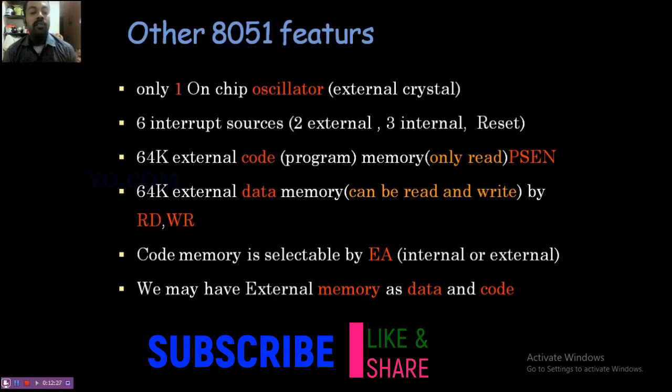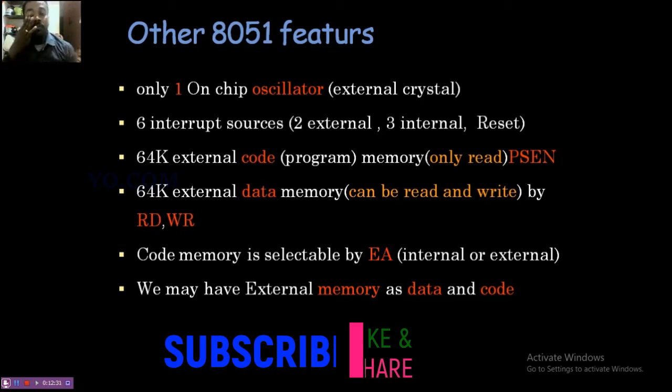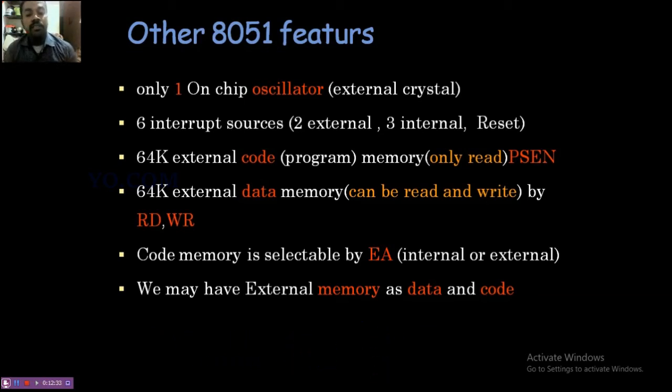Okay, then code memory is selected by the external access pin. So the EA pin is used to select the program memory that is outside. We may have external memory for both data and code. These are some other features.